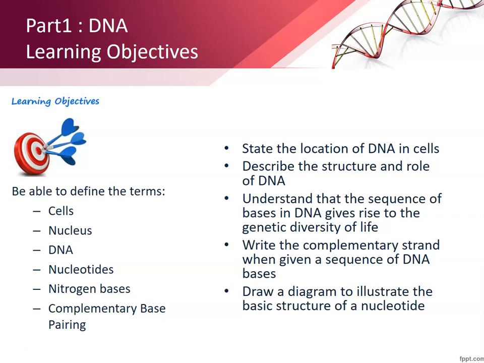The other thing that we need to be able to do is to state the location of DNA in cells, describe its structure and the role of DNA, understand the sequence of bases in DNA gives rise to genetic diversity, so all the different traits that we see in all different types of organisms and individuals. Be able to write a complementary strand when given a sequence of DNA bases, and to draw a diagram that illustrates the basic structure of a nucleotide and how this links to DNA structure.